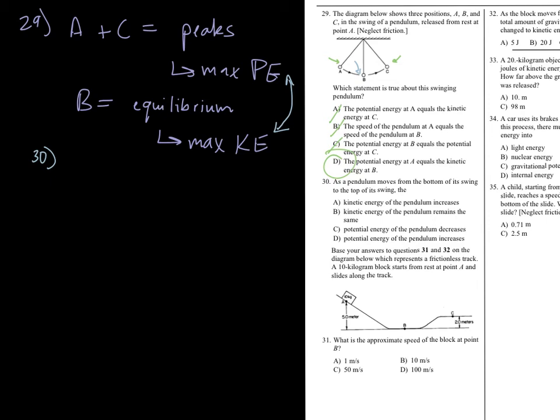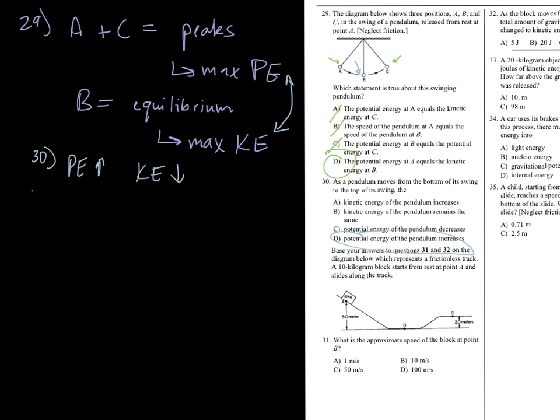As the pendulum moves from the bottom of its swing, B, to the top of its swing at either A or C, so B to A or B to C, that means our potential energy should increase while kinetic energy goes down. Because of height, potential energy goes up, and kinetic energy goes down because it's slowing down. So it's choice D.